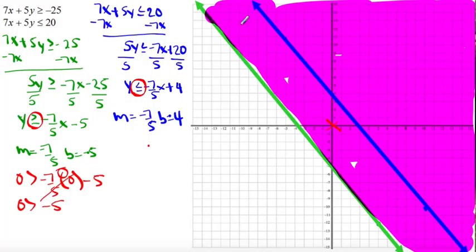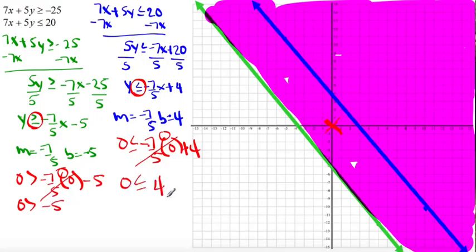Okay, I do the same thing with the blue line. So I test the origin, the 0, 0 point. So is 0 less than or equal to negative 7 fifths times 0 plus 4? 0 is less than or equal to 0 plus 4, which is 4. 0 is less than 4, so this also is true. So everything below the blue line, which includes the origin, is to be shaded.